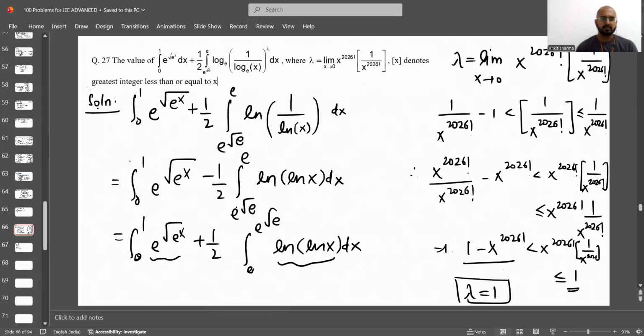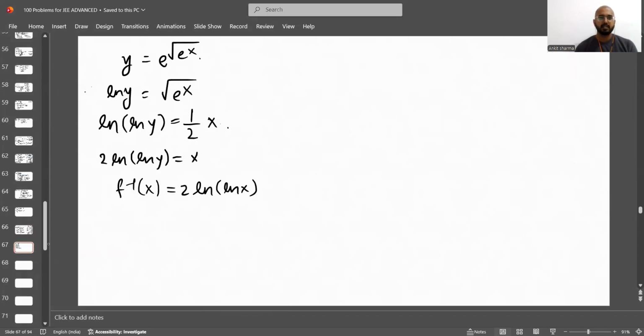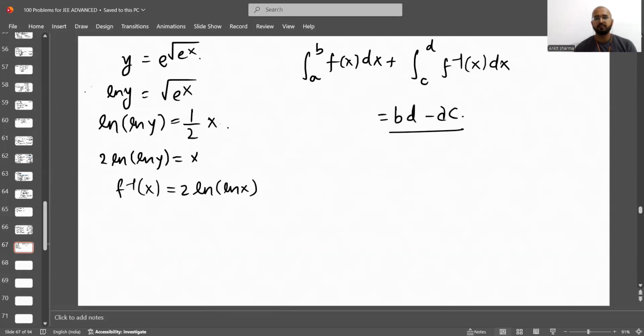So if I write it here, then I have here half of, so this 2 will get cancelled here. So that means if I have e to the power root of e power x, this is half here. So ln of x is nothing but the inverse of this. So which means if I take integral a to b f of x dx plus integral c to d f inverse of x dx, then we know this result is going to be bd minus ac, okay, which you can visualize through the graph directly.